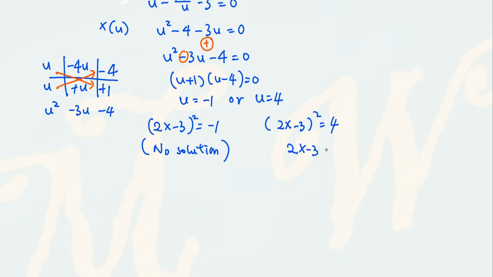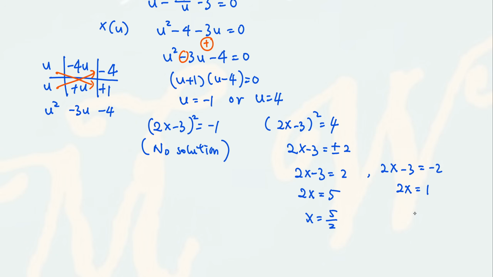That will be 2x minus 3 equals to plus minus square root 4. Then I will be getting plus minus 2. And now here I will split it into 2. So it will be 2x minus 3 equals to 2, and 2x minus 3 equals to minus 2. So now my 2x equals to 5, or 2x equals to 1. Okay, so at last my x will be 5 over 2, or x equals to half. So lastly, I will only get 2 solutions.